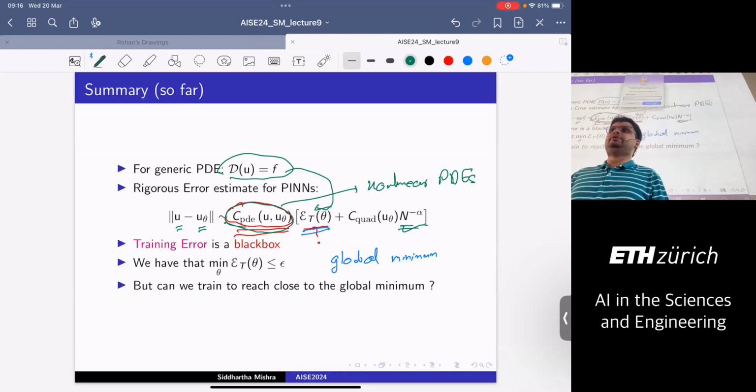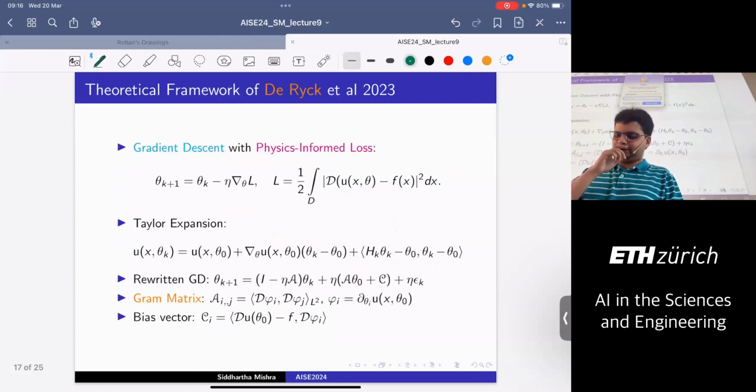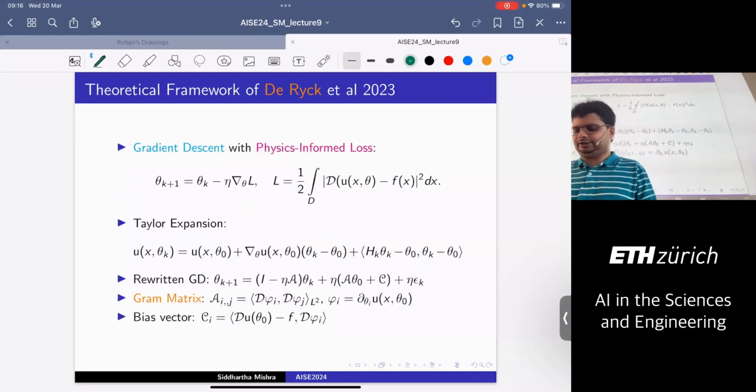So, as I said before the break, the training error is a black box, and let us see if this black box can be opened. You'll see that at least we can open it a little, not entirely, otherwise the machine learning problem would be solved, which is far from the case. So let's try to unpack the black box a little, okay? It's based on a theoretical framework that was proposed very recently by some of us here.